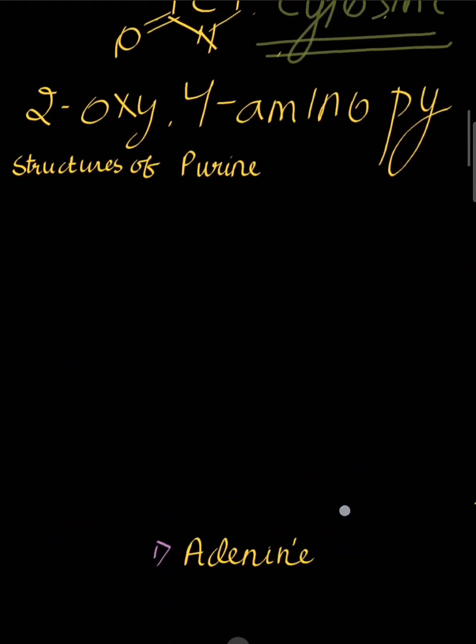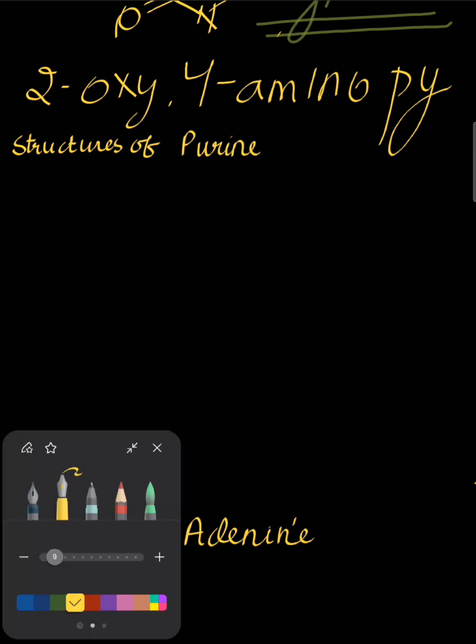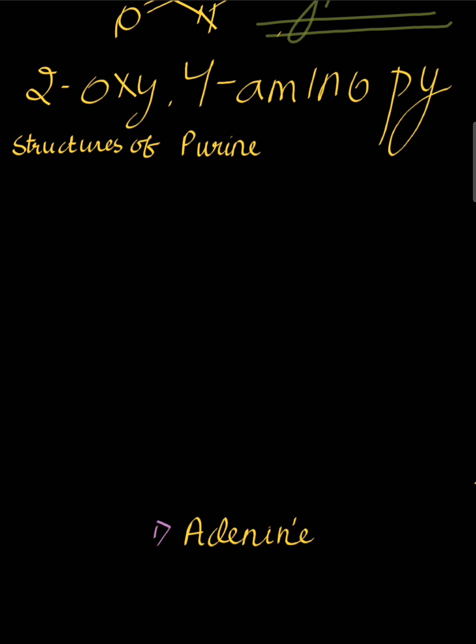Now let us try to draw the structure of purine. Purine is very similar to pyrimidine. If you know the structure of pyrimidine, purine is very easy. So let's start with purine. I'm going to draw the same structure.